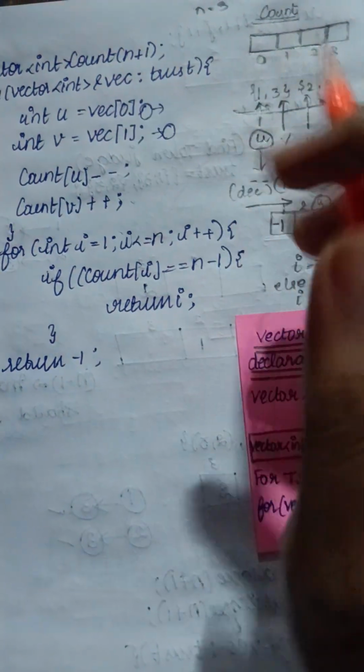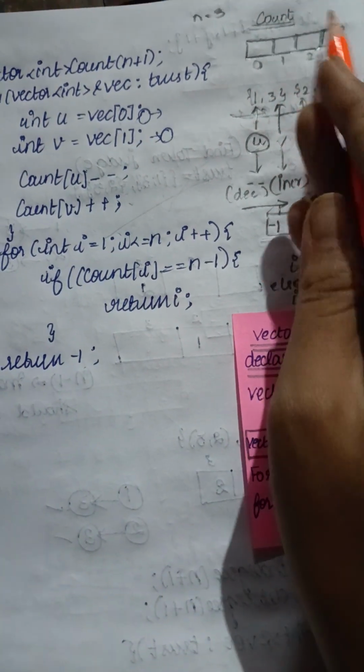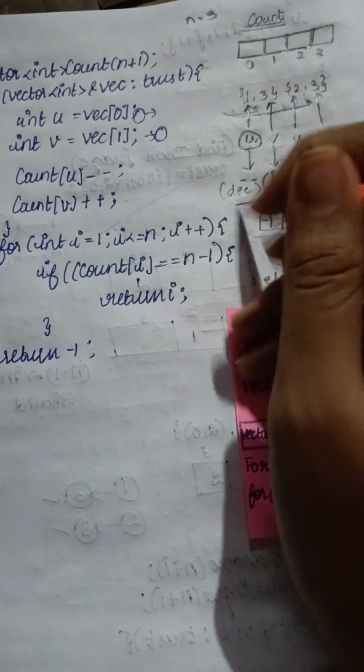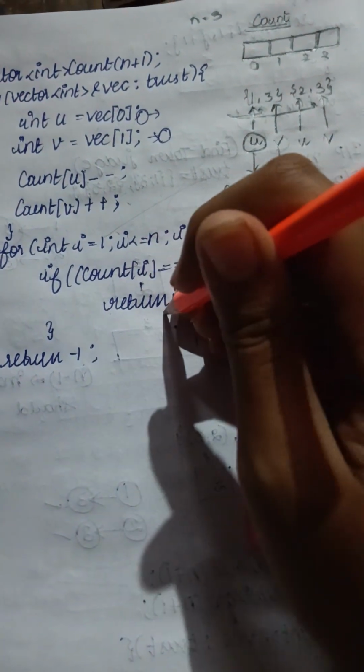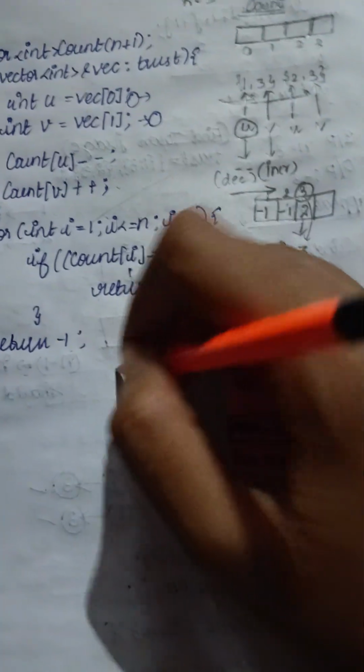Which I showed you earlier. So next after that I have to traverse through the count, for i less than or equal to n, i plus plus. If count of i is equal to n minus 1, then we have to return i, else return minus 1.